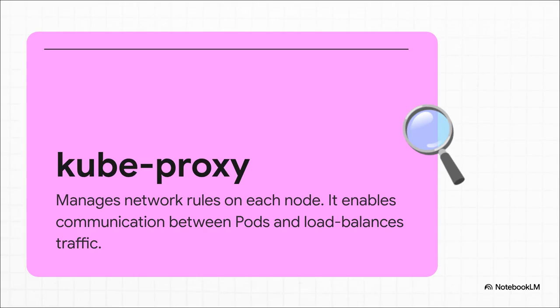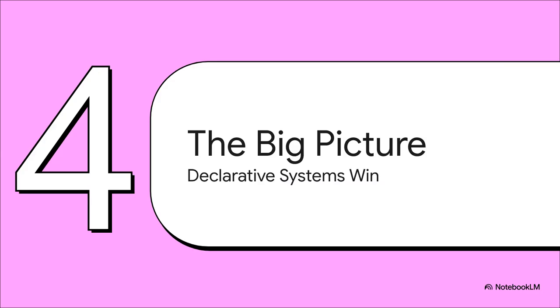Of course, a running container that can't talk to anything isn't very useful, right? That's where kube-proxy steps in. This component also runs on every single worker node, and its whole job is to manage the networking magic. It sets up all the network rules to make sure your new Nginx pod can talk to other pods and that it can be reached from the outside world. It's the traffic cop for the node. So there you have it, the full journey from a command to a running container.